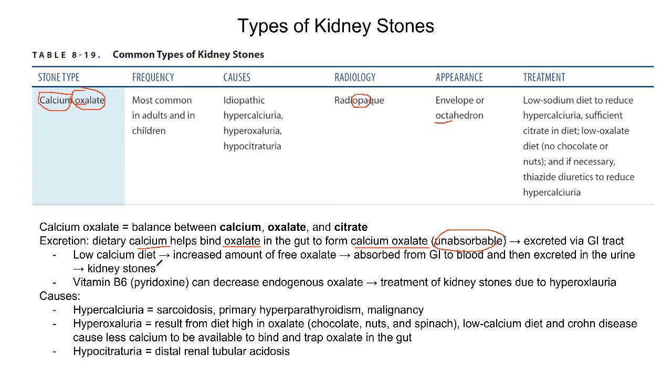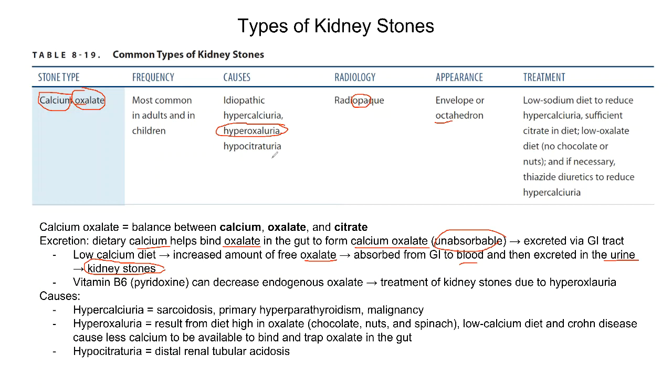So if you have a low calcium diet, then you have an increased amount of free oxalate, and this oxalate then gets absorbed into the blood. Then it goes to the urine, and when it's in the urine, it will form a kidney stone. So in the urine, if you have a high level of oxalate, that's hyperoxaluria, then you have an increased risk of forming stones. That's why sometimes they give people vitamin B6, because it decreases the amount of oxalate the body makes, and it helps to treat kidney stones.